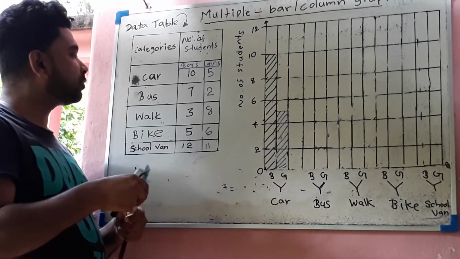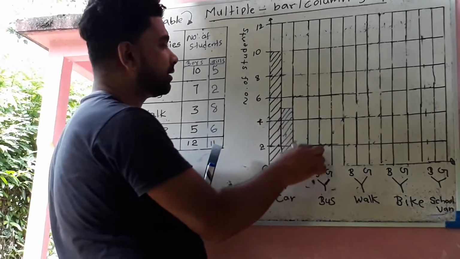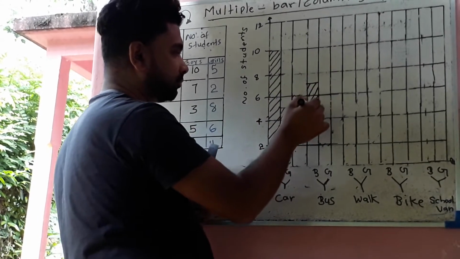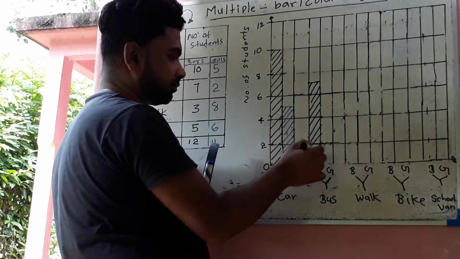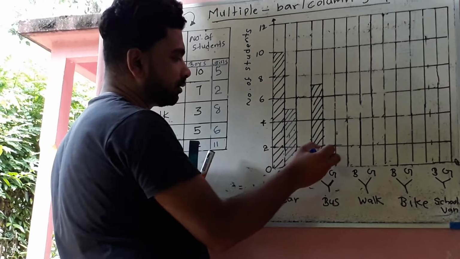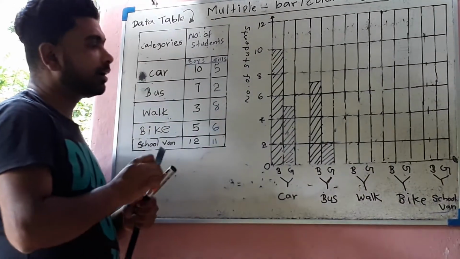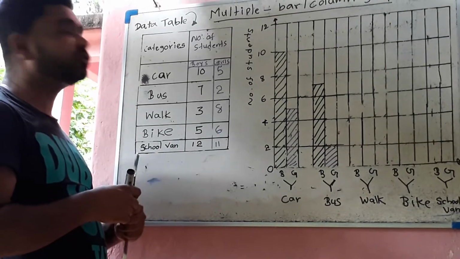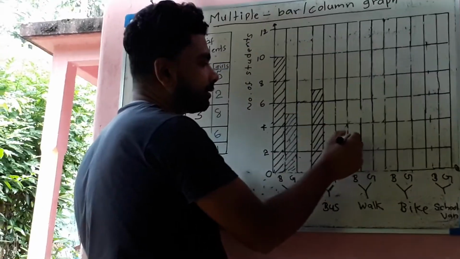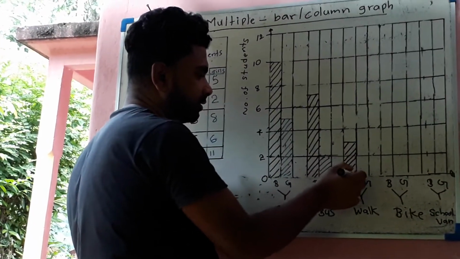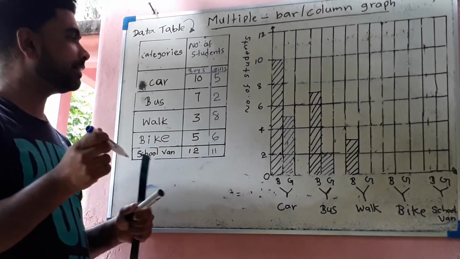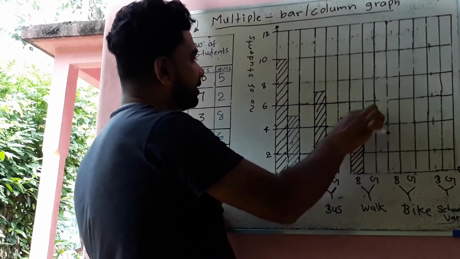Then the students who use bus, boys 7, right? Here 6, then middle. Then girls 2. Then the students who walk to school, boys 3. 2, then 3 is middle here. And the girls who walk to school, the number of girls is 8. Then girls here 8.